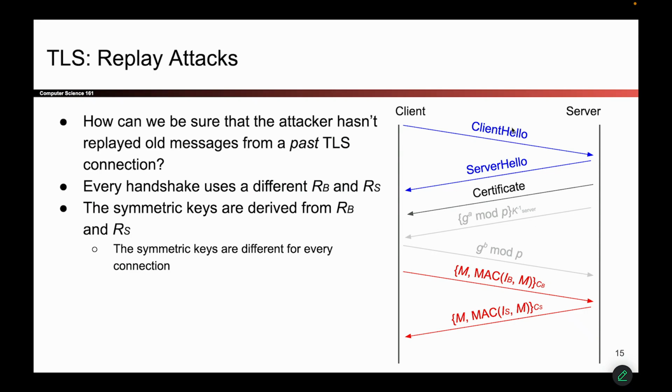Well, remember that these two messages at the beginning exchange random numbers, and then the symmetric keys that you use to encrypt and MAC messages use a key derived from those random numbers. So in other words, every handshake uses different random numbers. Therefore, every handshake derives different symmetric keys. So if you take a message from a previous connection and try to replay it in the current connection, the keys used in the two connections are different, so the message will not be accepted. The MAC won't check out. So this is how you stop replay attacks across different connections.